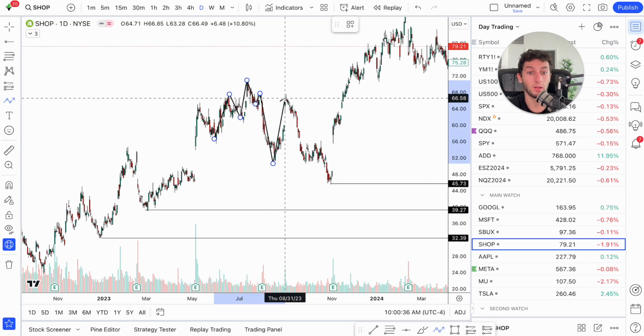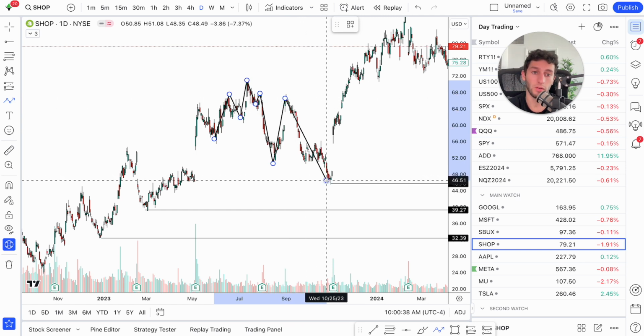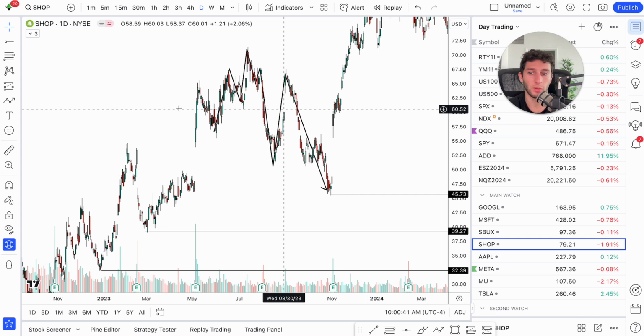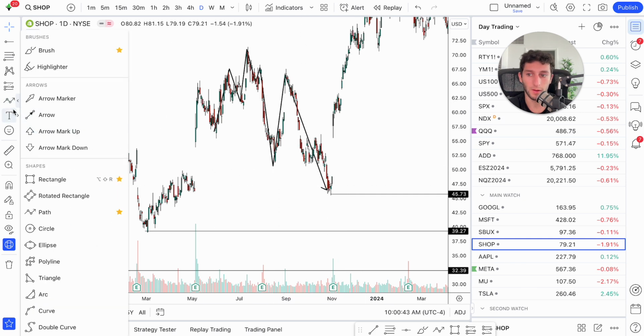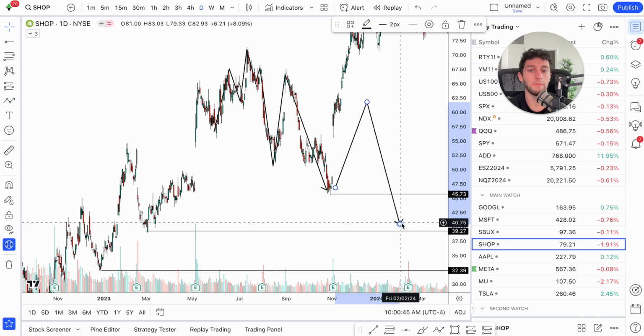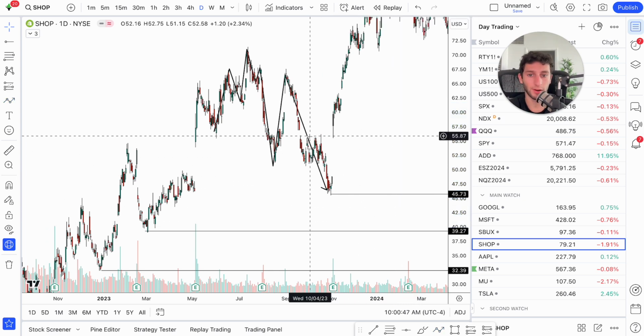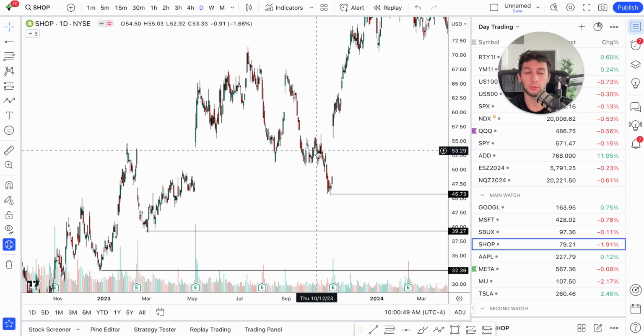We see lower lows, lower high, lower low. Wait, Jordan, now I'm going to look for a lower high, and I'm going to look to get short again, right? No, you don't want to do that because we're in a higher time frame uptrend. Price is still in an uptrend on the higher time frame. That's why time frame is important.